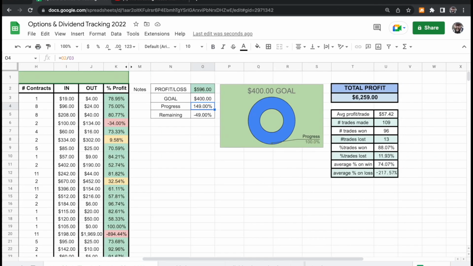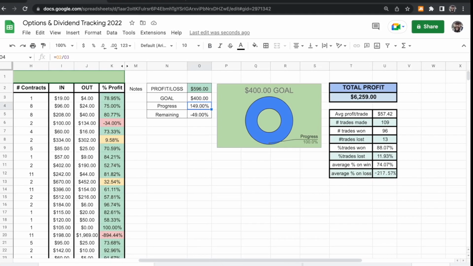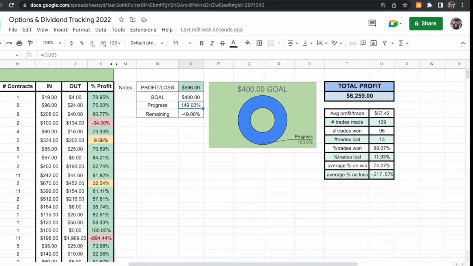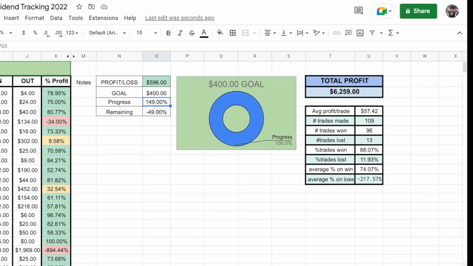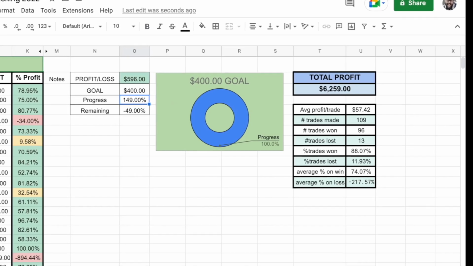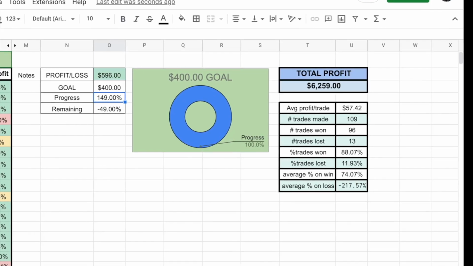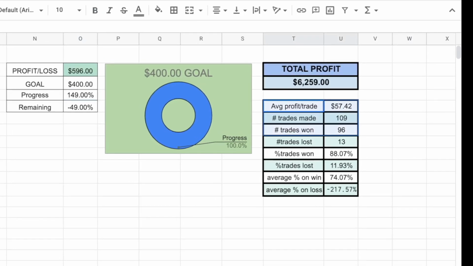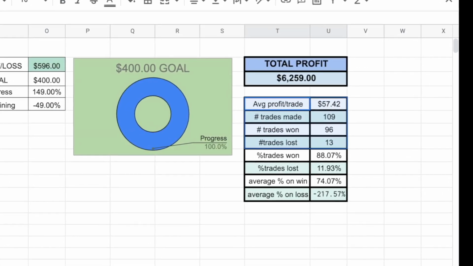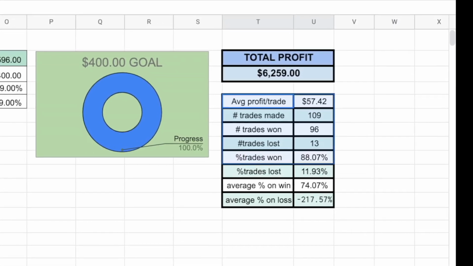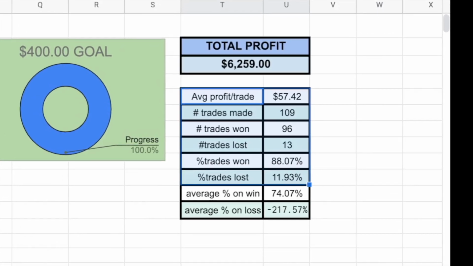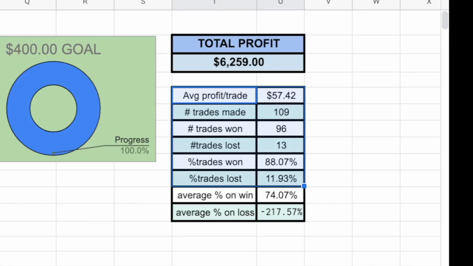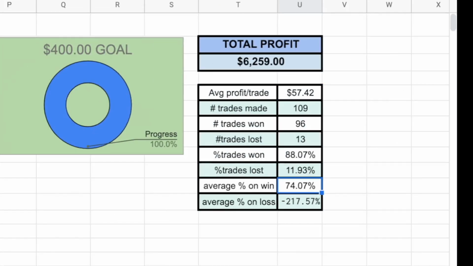And then over to the right, I've got my total profit for the year. So I made $6,259 last year in my trades. And I break down some stats on my average profit per trade, my trades made, number of trades won, so anything that was positive and anything that was negative. And you can see my percent. I will make money 88% of the time, and when I do make money, you can see I profit 74% of my options premium.